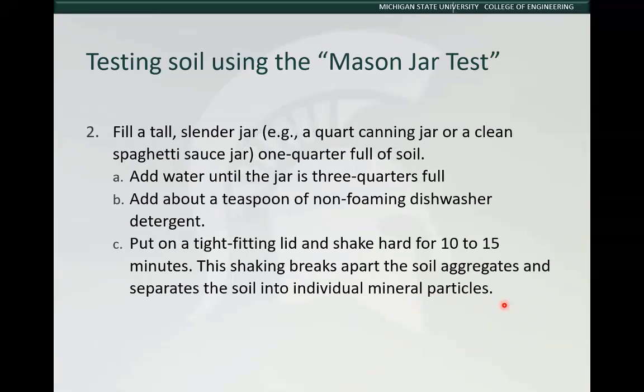You then will fill a tall, slender jar. So a canning jar, like a mason jar, a clean spaghetti sauce jar, anything that is a relatively tall, slender jar. You'll add water until the jar is 3/4 full. Then you'll add a teaspoon of non-foaming dishwasher detergent.